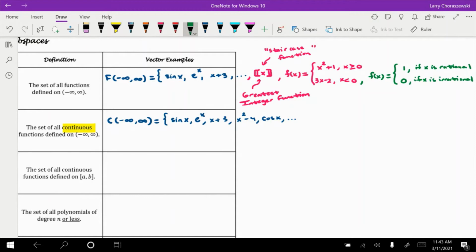This actually is a function with a domain of all real numbers, and it's not continuous. So it would belong in F, but not C. And the name of this function, in case you guys are interested in looking it up, is called the Dirichlet function. And no, I did not swear or sneeze. Dirichlet function.